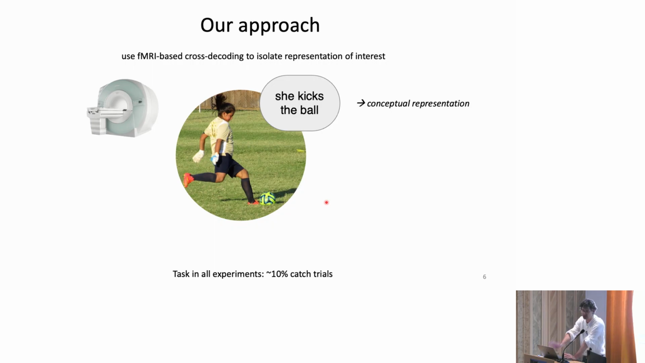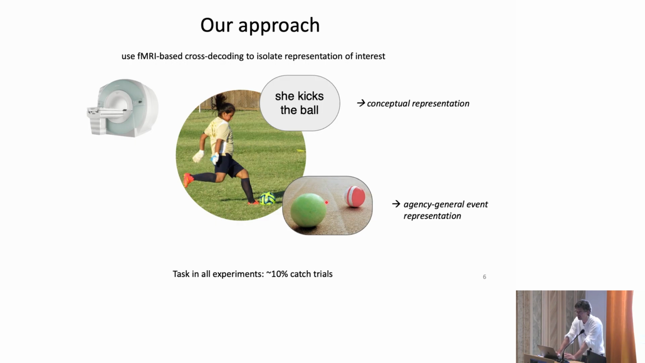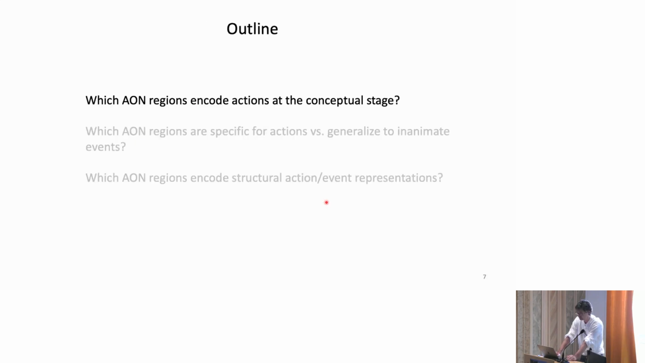So for example, we train a classifier on action videos and then test it on written descriptions of the same action and vice versa. And this should isolate a modality-independent conceptual representation of the action. Now, the same we can do with other stimuli. For example, we can show videos of inanimate object events, like a ball hitting against another ball, to isolate an agency-general representation of events. Or hide-and-seek-like animations to isolate structural representations. Okay, so now let's get started. Let's start with the first question. Which regions of the action observation network encode actions at the conceptual stage?